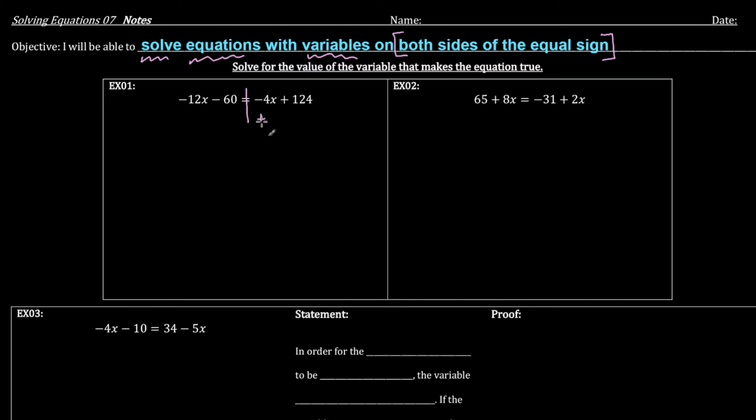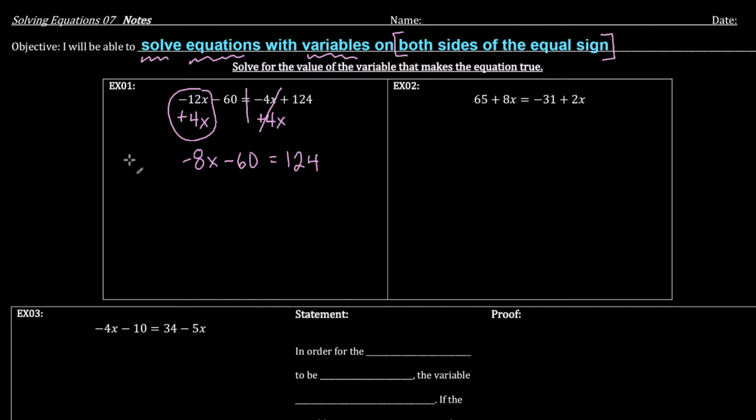So if I have negative 4x and I added 4x to this side, they would combine to give me 0 x's. But I can't just do it to one side because remember, they need to be balanced, both sides. So I need to add 4x to the left side also. So negative 12x plus 4x gives me negative 8x. And then I have minus 60, and it equals 124.